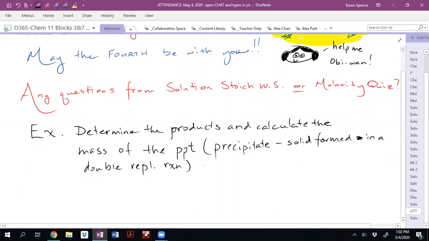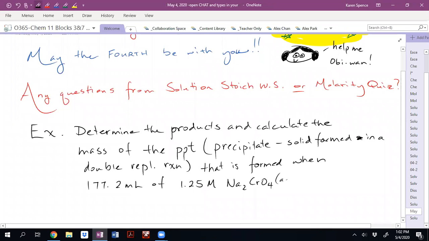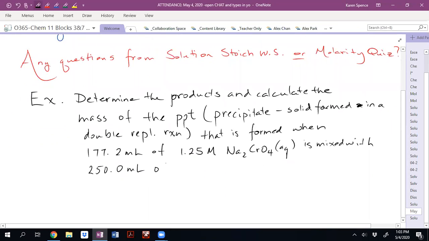That is formed when 177.2 milliliters of 1.25 molar Na2CrO4, sodium chromate, aqueous, is mixed with 250.0 milliliters of 1.25 molar AgNO3, silver nitrate.